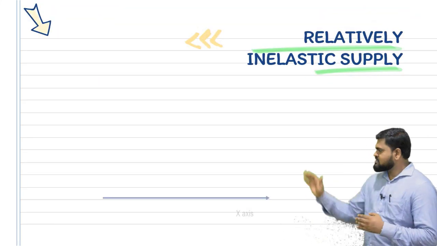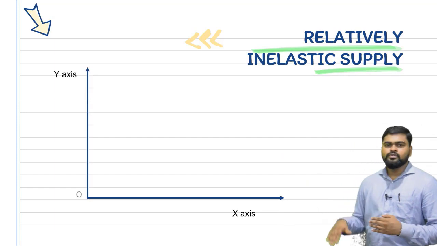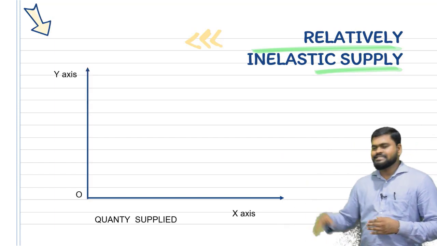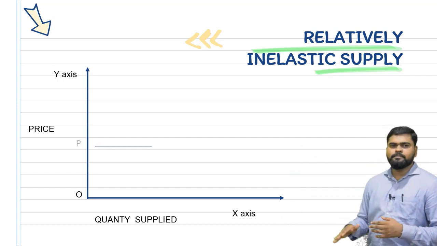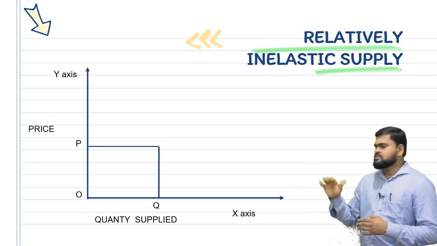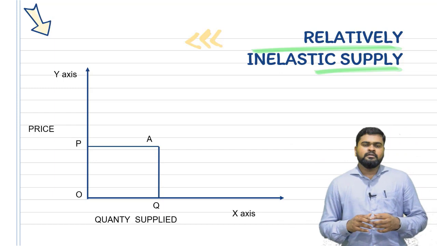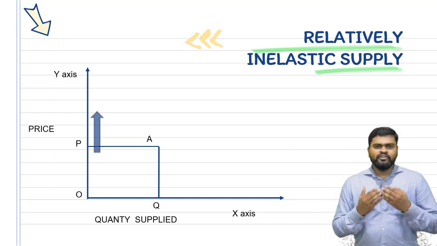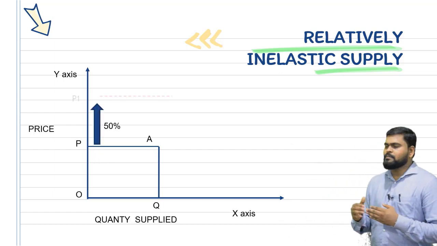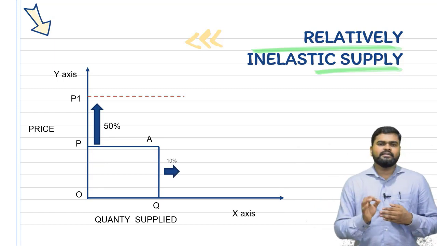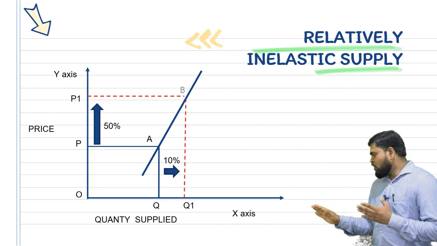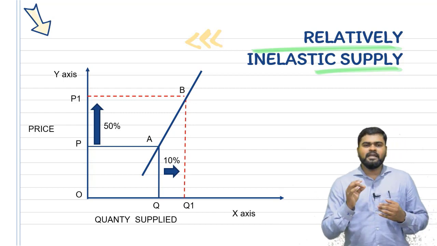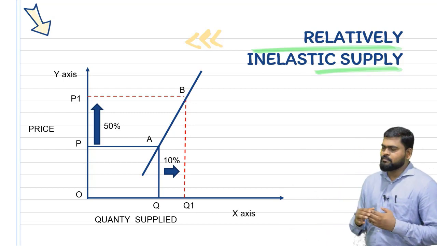We have x-axis, we have y-axis, we have O. On x-axis we denote quantity supply, on y-axis we denote price. OP is the price, OQ is the quantity supply at point A. When price changes by 50%, quantity supply changes by only 10%. For example, if price increases by 50%, quantity supply just increases by 10%. SS is the supply curve.